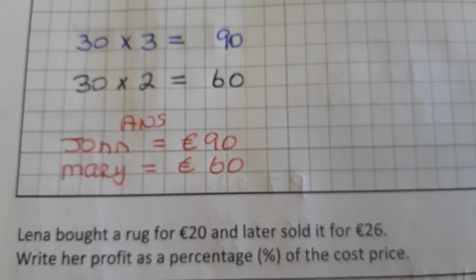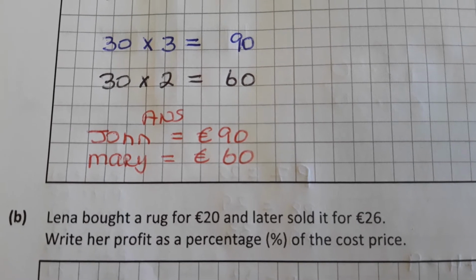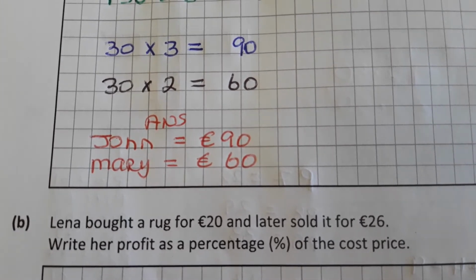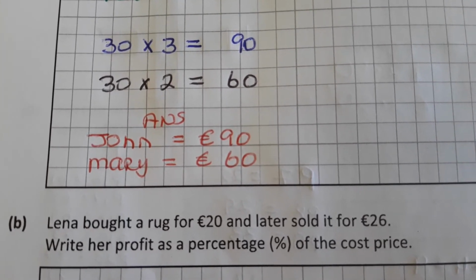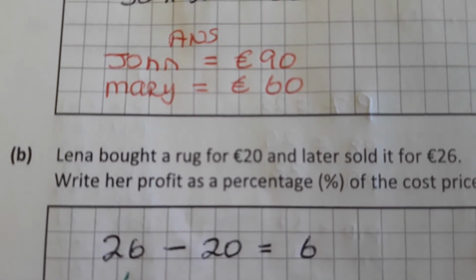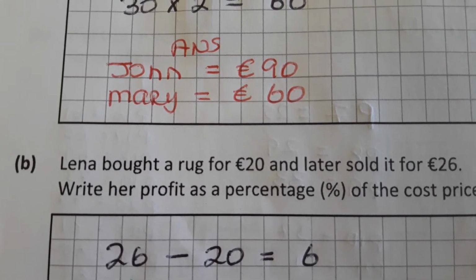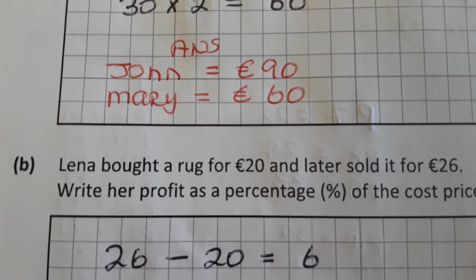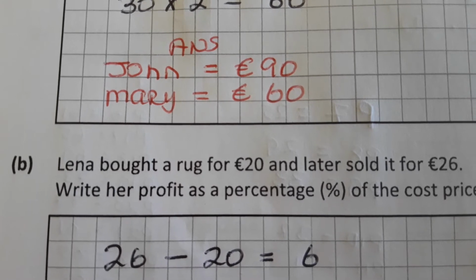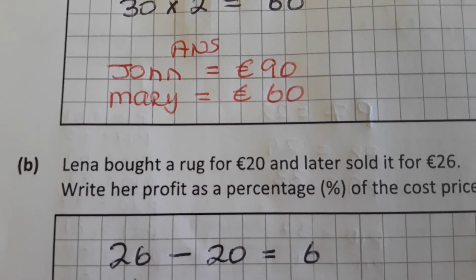Question 2. Lena bought a rug for €20 and later sold it for €26. Write her profit as a percentage of the cost price. So first of all, you find out what her profit is. And her profit, you get the €26 that she sold it for, take away the €20 that she spent on it, and you find out that her profit was €6.